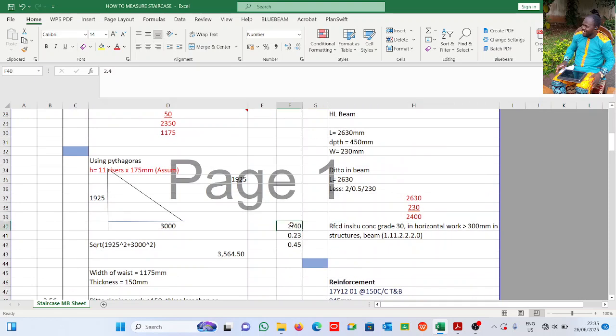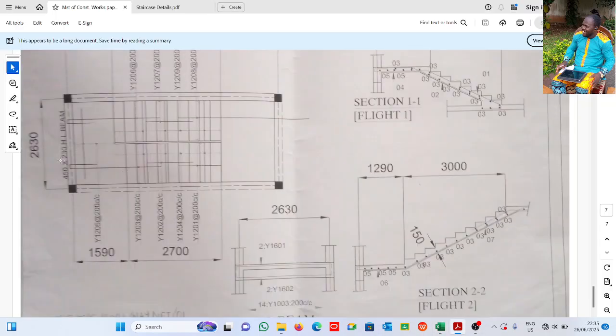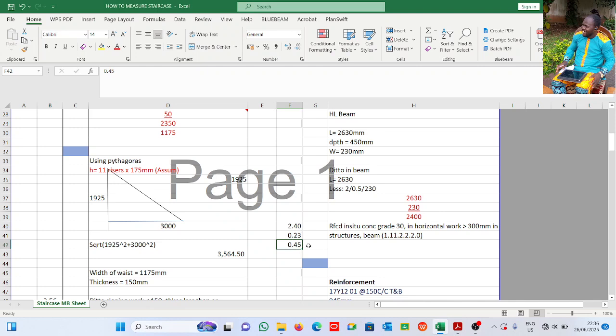So this is 2.4 by 0.33. The depth is 0.45. How do I know? See it here. It's not magic. 450 by 230, high level beam 2630. So this is the concrete.